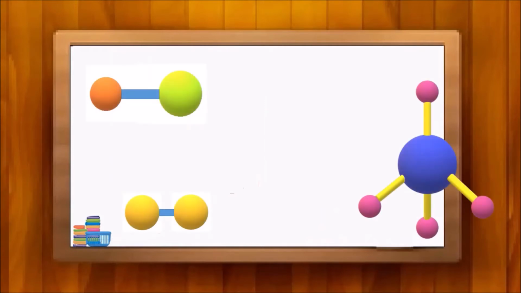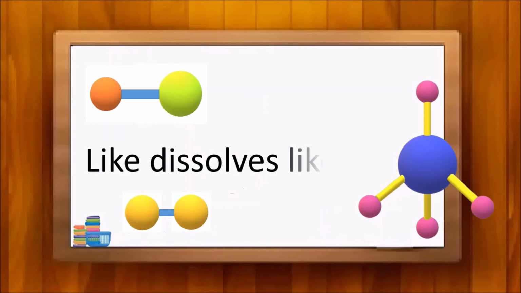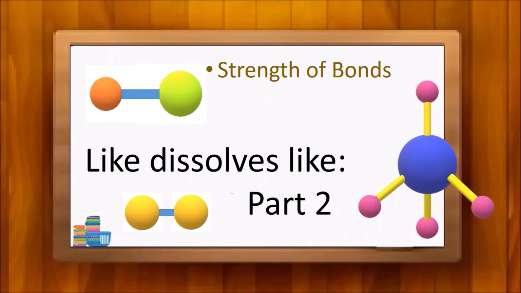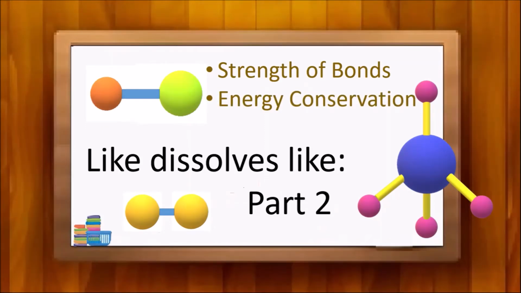We have to explain this phenomenon using chemical bonds. In this video, I'm going to give you a clear explanation about chemical bonds and their origin. Through the next video, like dissolves like part 2, I hope to explain how the dissolving process takes place and what it is caused by, using the strength of chemical bonds and the theory of energy conservation.